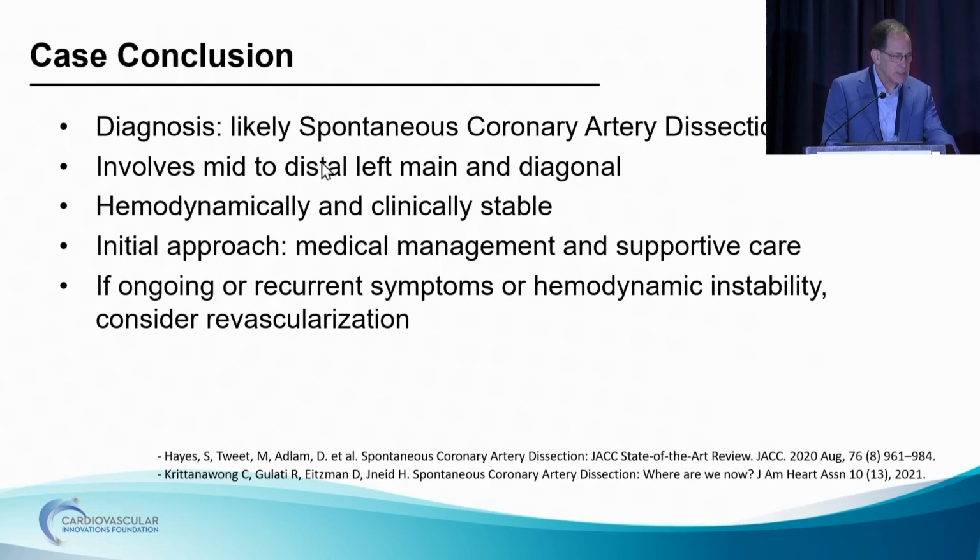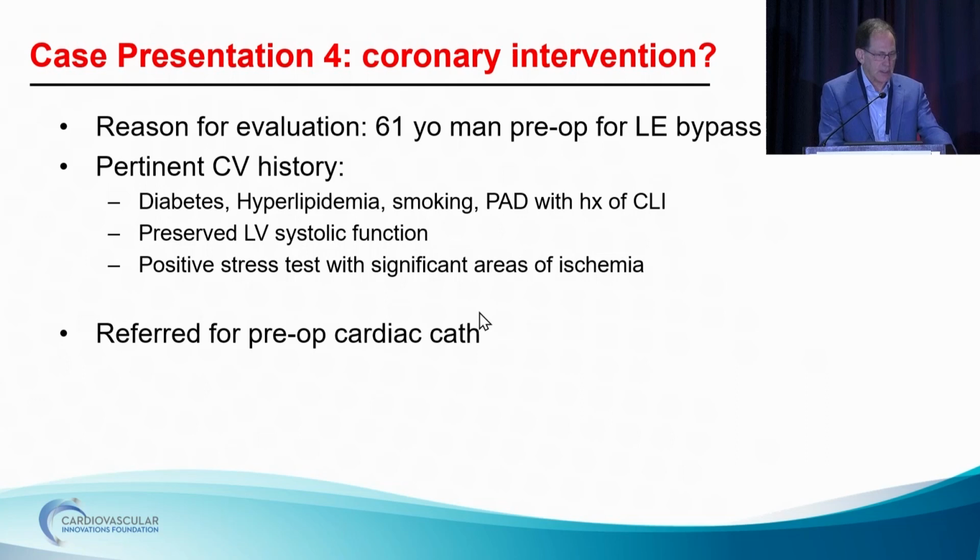However, there is a body of literature. If she's got ongoing or recurrent symptoms or hemodynamic instability, then you consider revascularization, whether that's percutaneous or bypass. In this case, probably percutaneous, but she's stable. Actually came back to the lab the next day for another look, was getting better, and she's been managed and has done well. Some references there on SCAD.